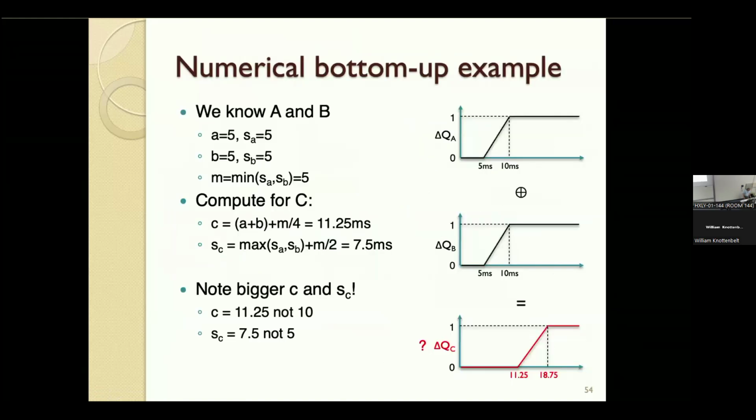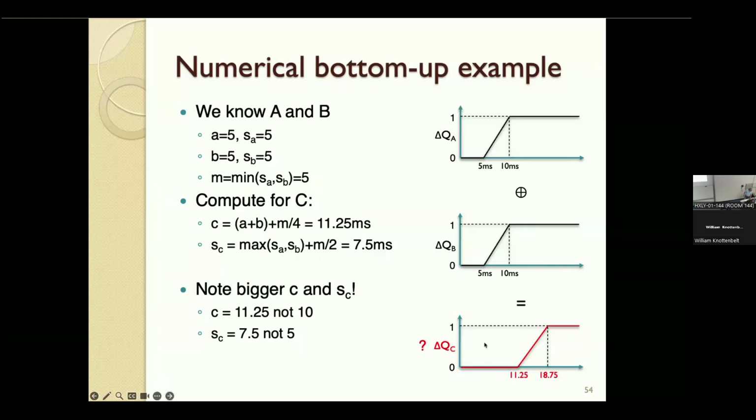So here's a numerical example of that. Here we have a first component, which goes from 5 to 10 millisecond delay, and a second component from 5 to 10 milliseconds. So the little m is equal to 5, the minimum. If we compute the result, we can see that the minimum of the combination C is A plus B plus m over 4, which is 11.25. And the spread is the max plus m over 2, which is 7.5.